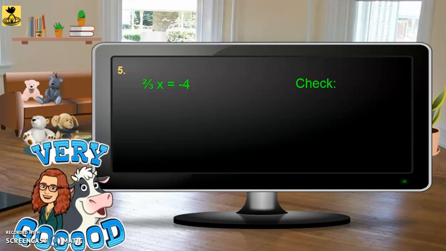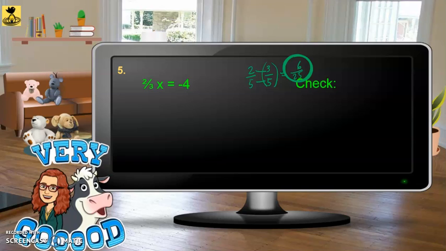Okay, so let's have number 5. In this case, we have a fraction here. I just want to revise with you multiplication of fractions. If we have, for example, 2/5 times 3/5, we will only multiply numerator by numerator and denominator by denominator. So the answer will be 2 times 3 is 6, and 5 times 5 is 25. So the answer is 6 over 25.